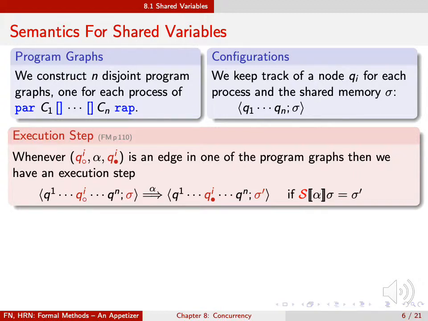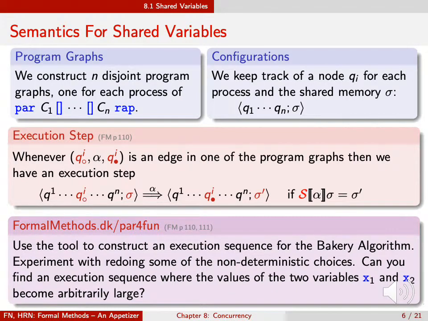An execution step relates a start configuration with n nodes and one memory to an end configuration with n nodes and one memory. We label the execution step with the action performed. The end memory is a result of performing the action on the start memory.